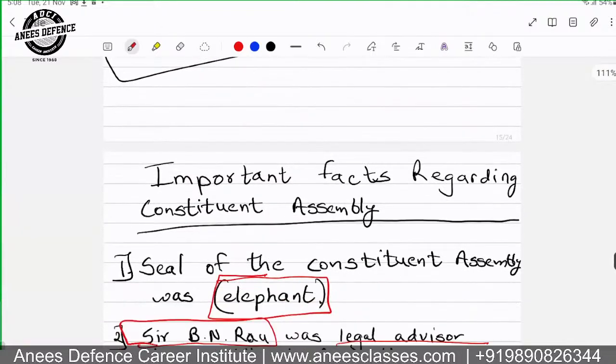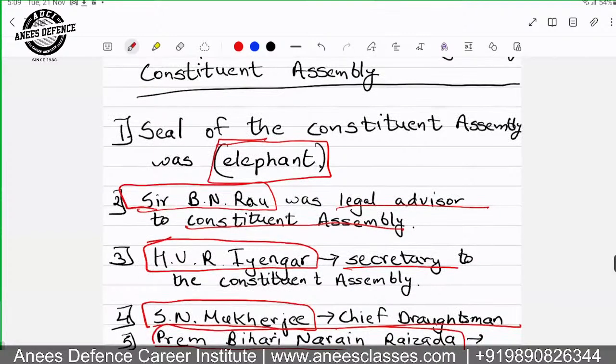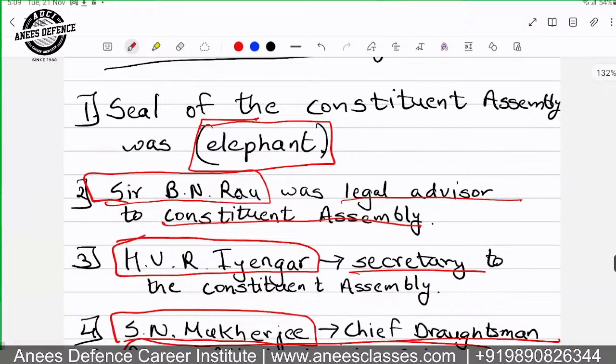Yesterday we had seen some basic facts regarding the Constituent Assembly. The seal of the Constituent Assembly was the elephant, and we have seen that some members of the Constituent Assembly called this because the elephant works very slowly and the constitution making process is taking a huge amount of time.